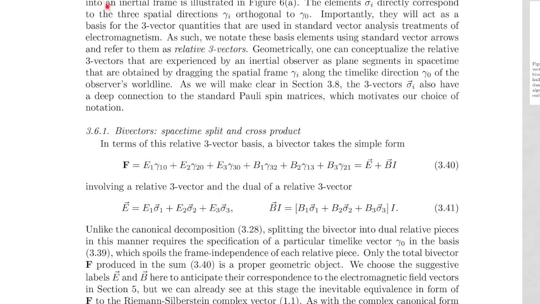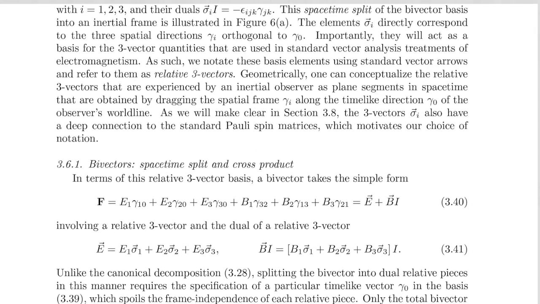As such, we notate these basis elements. Okay, again, problem with the pronoun. We notate sigma i. That's all you've got to say. I just saved 3 words right there. By my basic rule, don't use pronouns, I saved clarity and words. As such, we notate sigma i using standard vector arrows and refer to them as relative 3 vectors. So we're going to refer to these now as relative 3, I guess, basis vectors.